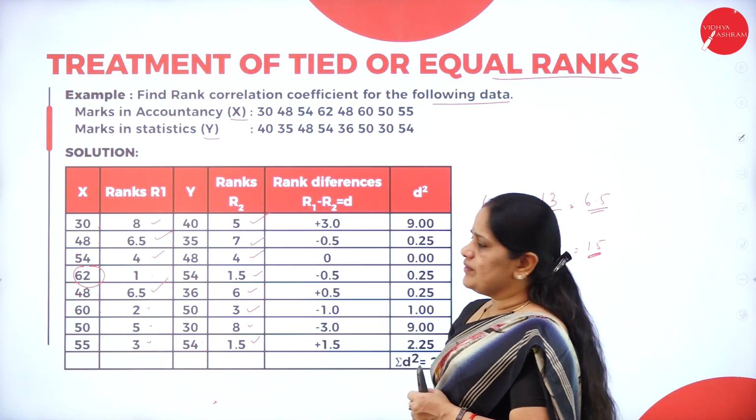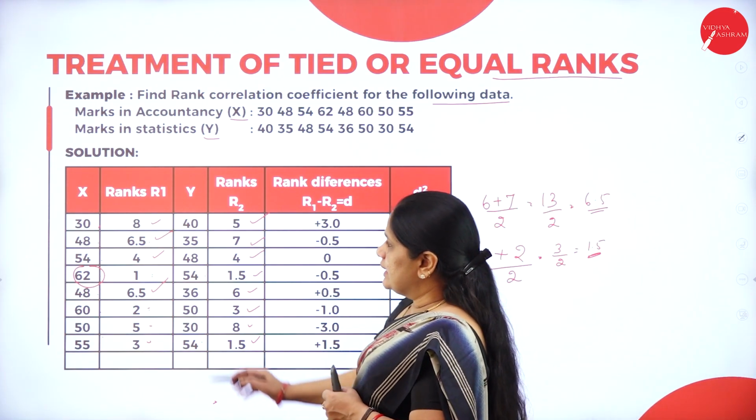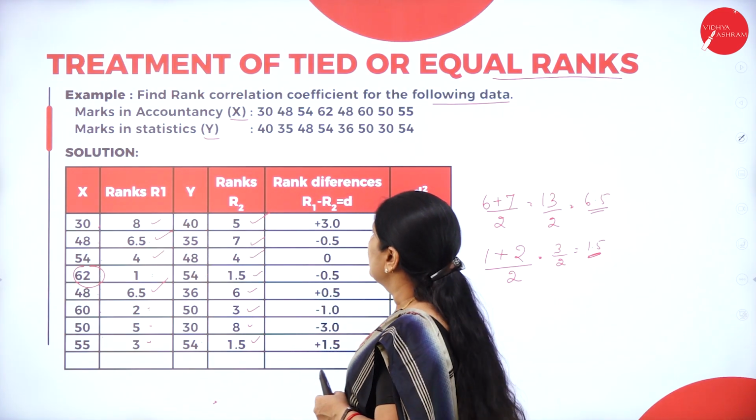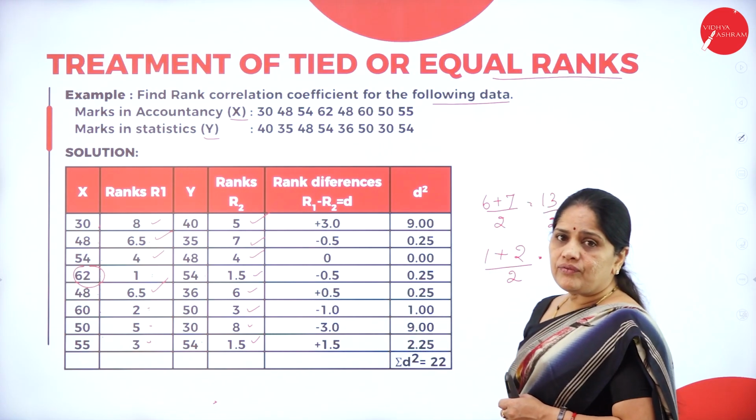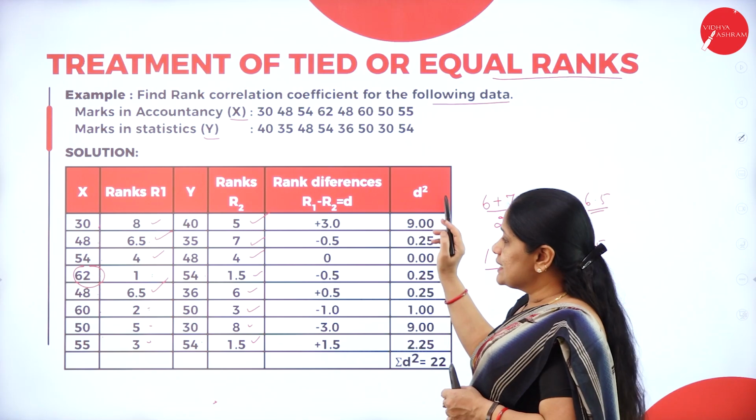So in this way we have to do all the rankings. Now here this one we call R1, that is the ranks 1, and this is R2. Now for the next column we have the D, that is the difference between R1 minus R2.